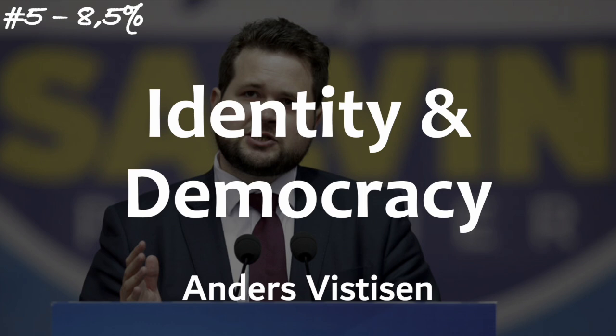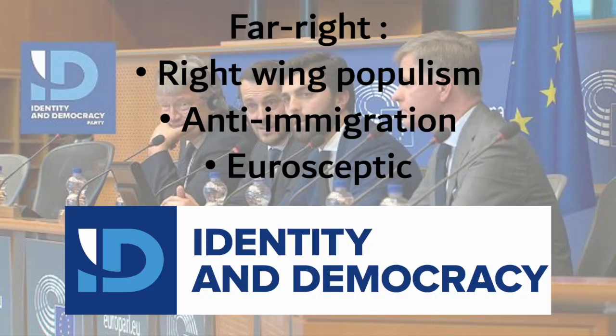And now let's talk about the 5th, which is Identity and Democracy, led by Anders Vistisen. 36 years old, Anders Vistisen is a Danish politician who worked at the Danish People's Party, then was elected in 2014 as an MEP for the ECR party, but he later switched to ID. What is ID? Well, it's the most far right party in the European Parliament. It's really about right-wing populism. It's really about anti-immigration, and it's very Eurosceptic, so against the EU in its current form.